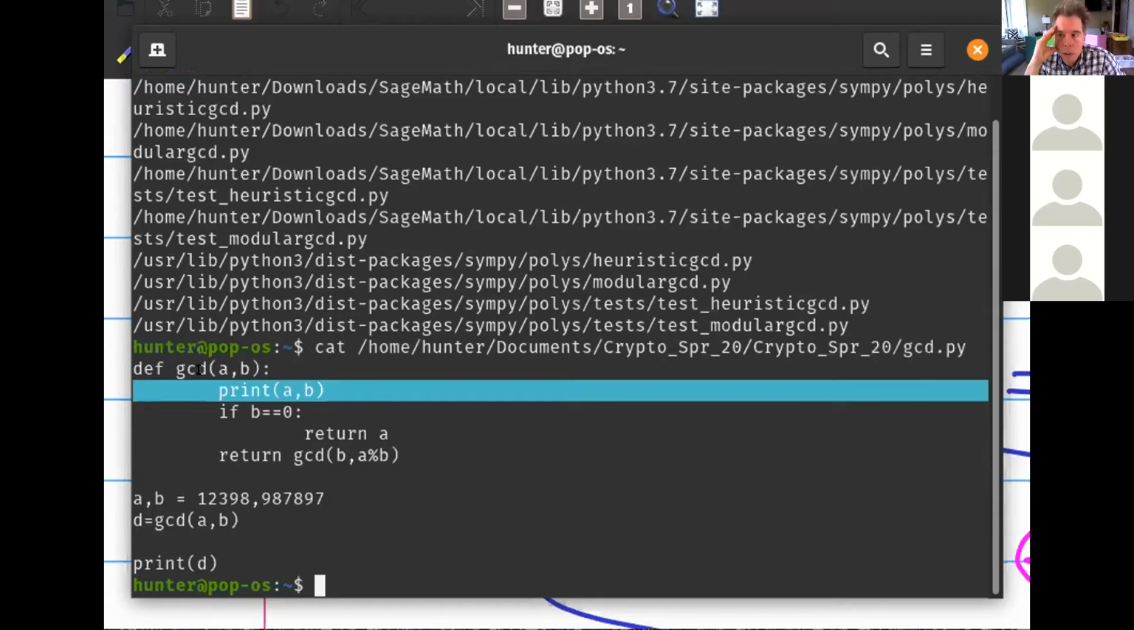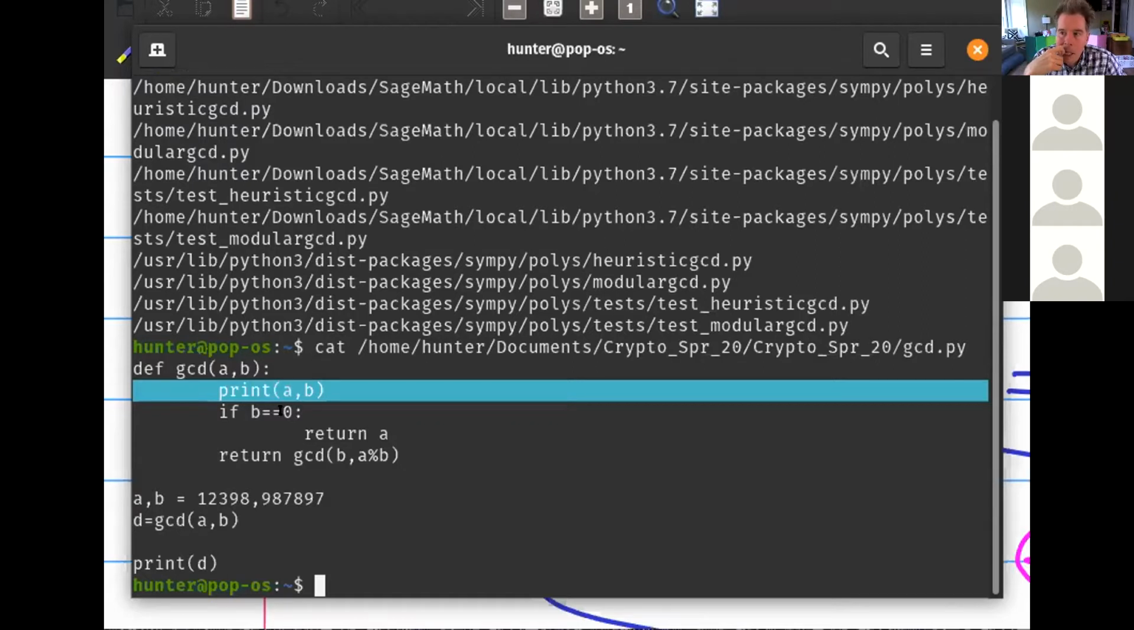So we just justified that. We showed that the GCD of A and B really is the GCD of B and A mod B. That's what we just proved. But why do we stop if B is 0? Do you remember what the divisors of 0 are? What are the divisors of 0?